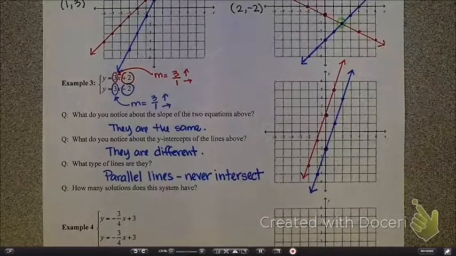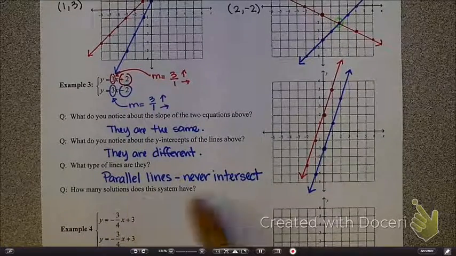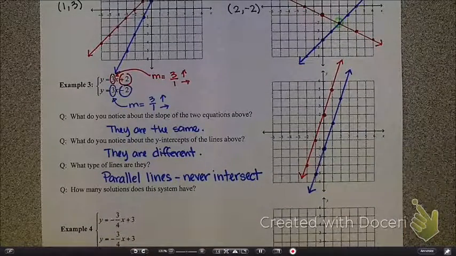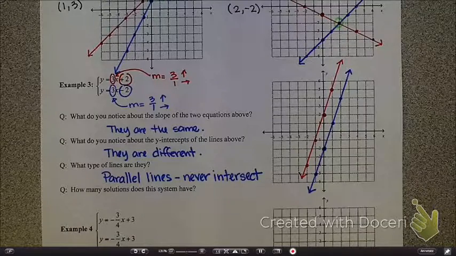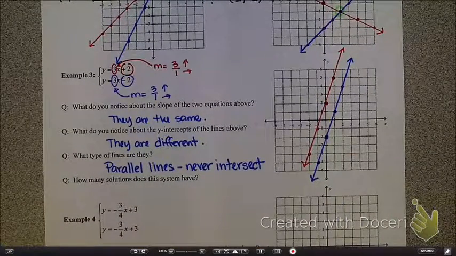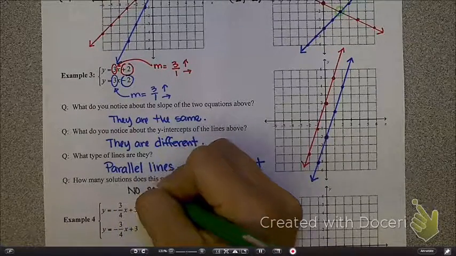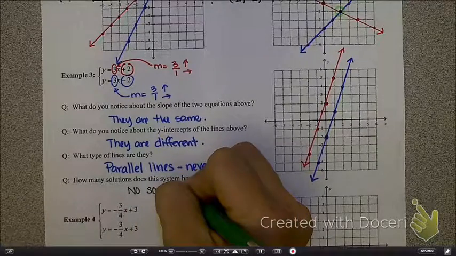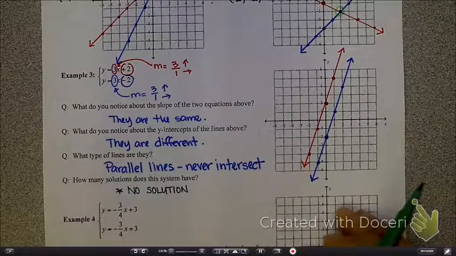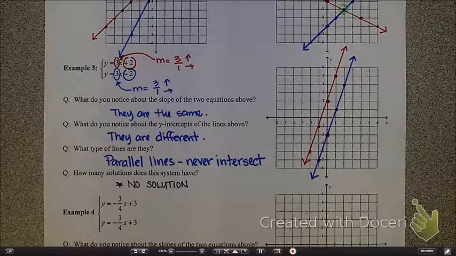Okay? So, if these two lines are parallel and they're never going to intersect, how many solutions does this system have? Does it have a solution? Does it actually have a point where it crosses? No, it doesn't. Okay? So what we write down for our answer in this one, since we don't have a solution, is we write down that there is no solution. Okay, so we can't actually write down an ordered pair because there is no ordered pair where they intersect. This is considered no solution.